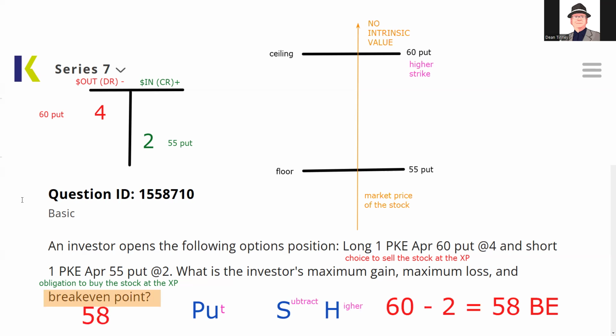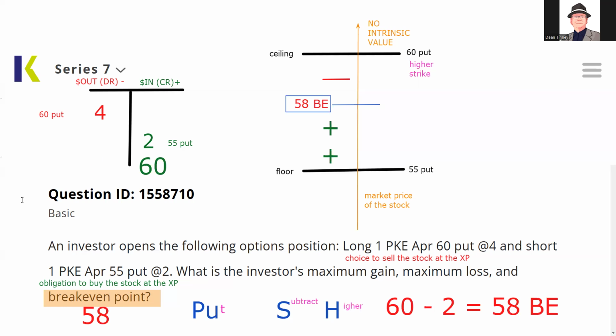58 answers that question. Now, I didn't show you the answer set, but you could shop it and eliminate anything that says the break even is something other than 58. I'm just going to illustrate now that this is the break even. Here there's the choice to sell at 60. The larger premium is always the dominant position, and this is a choice to sell at 60.